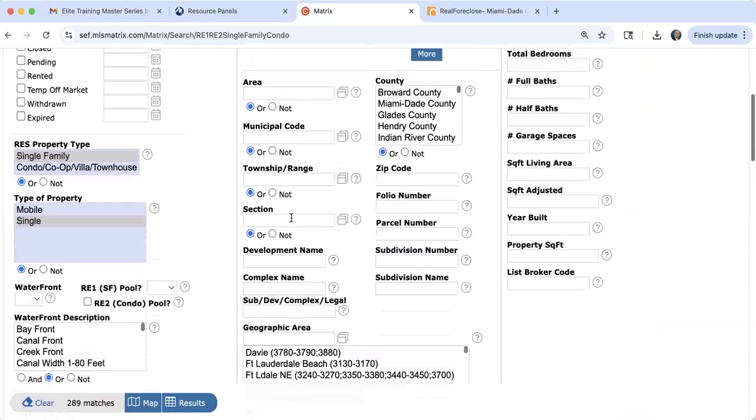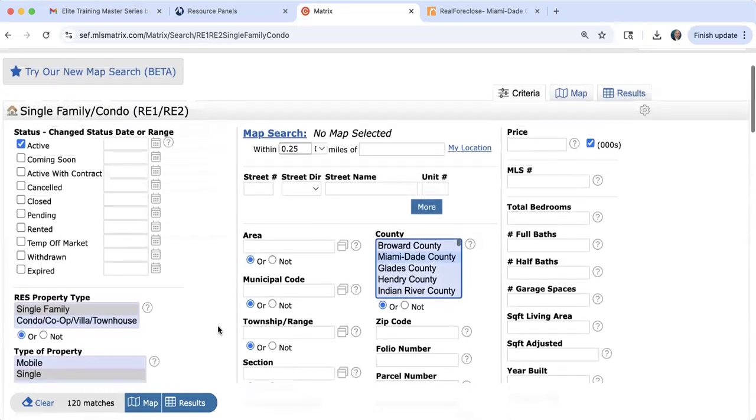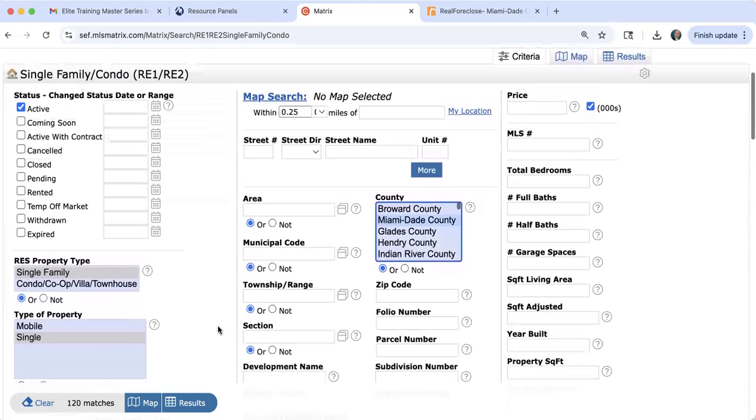If you're looking for Miami-Dade County properties, click on Miami-Dade County. The number now is 120. Guys, just a year ago, I would do this and we probably had 20 foreclosures for sale. So as you can see, that number has increased substantially. So we are looking at 120 matches.